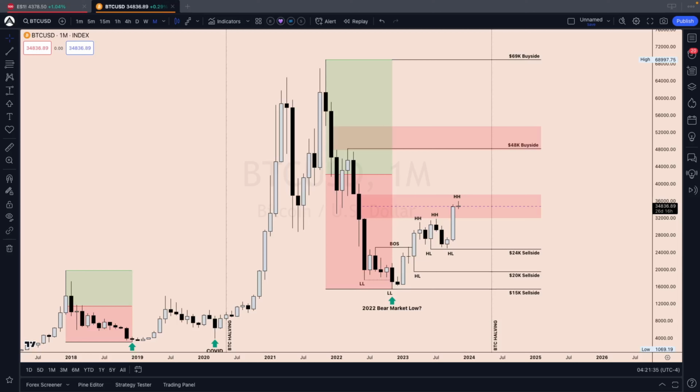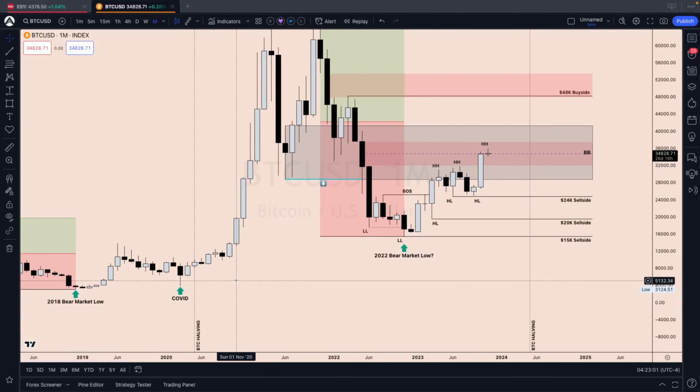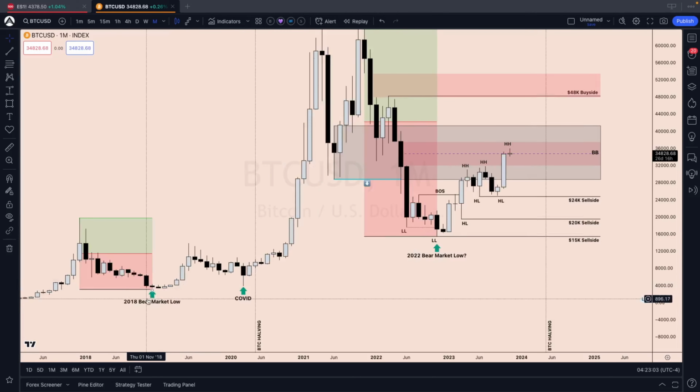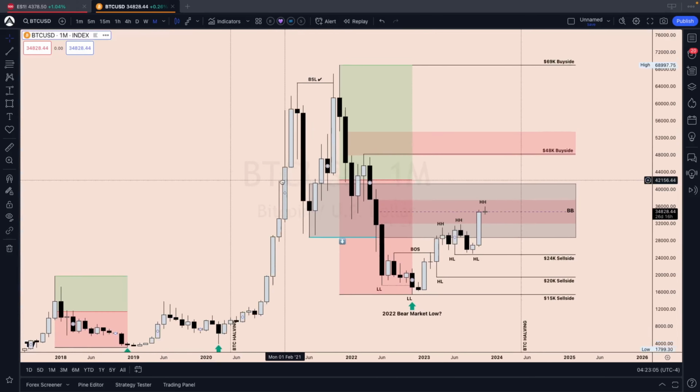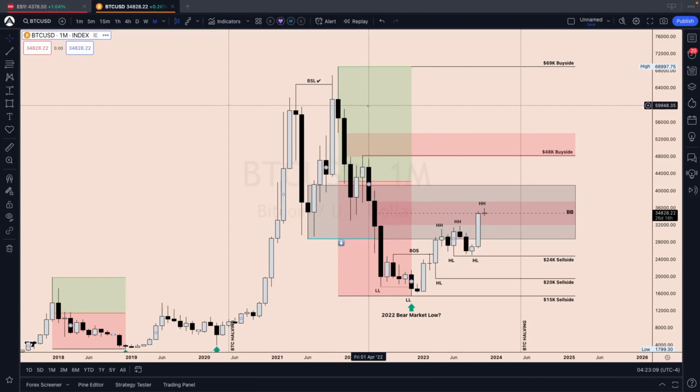We're going to look at the Bitcoin US dollar monthly chart, and especially we're going to talk about the halvings. We're going to look at it from an ICT kind of perspective, so basically using market structure, buy and sell side, fair value gaps, breaker blocks. So let's get started by looking at the current cycle from the bear market low of 2018 all the way up to the bull market high, coming in at around 70,000 US dollars.